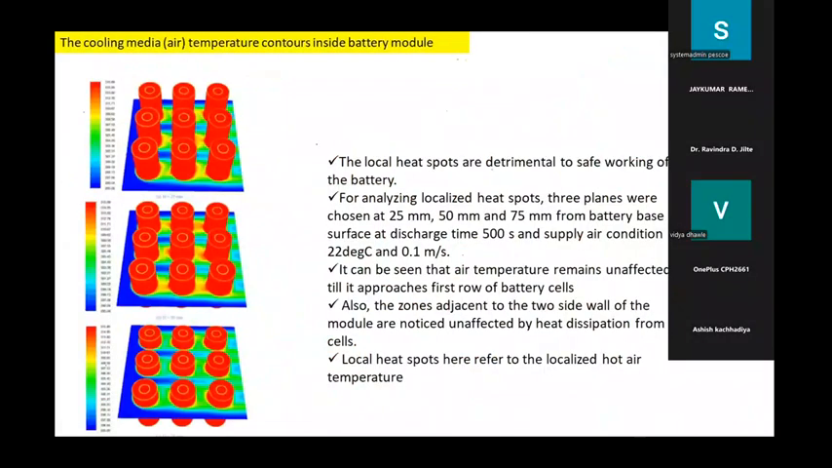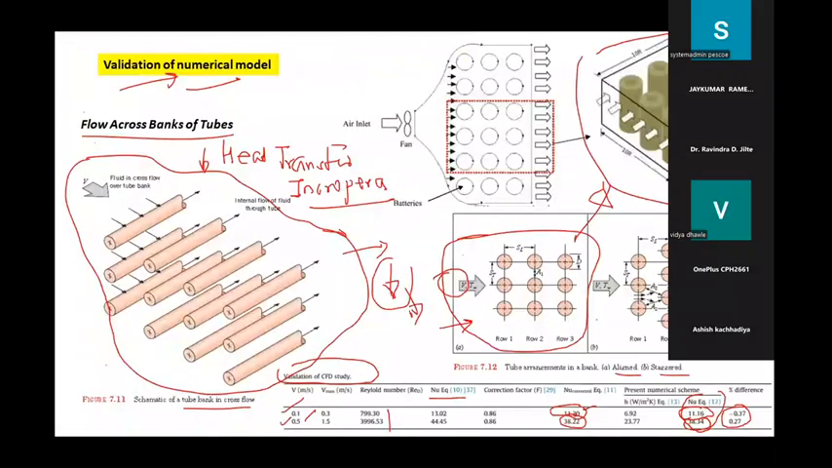Then we display the cooling media temperature contours inside the battery module. You can take different planes. For example, we can take one plane from here, a second plane from here, a third plane from here. A horizontal plane can be taken, and then we can visualize the temperature that develops inside the battery, and in and around the battery, that is, the air temperature that developed in the system.